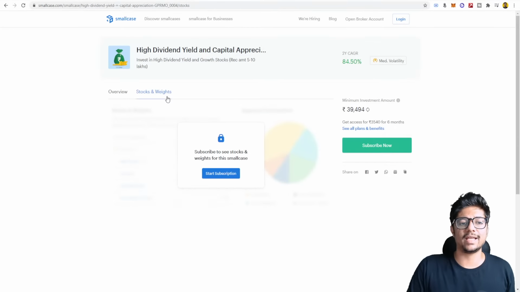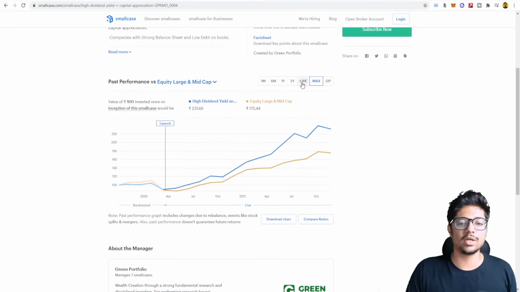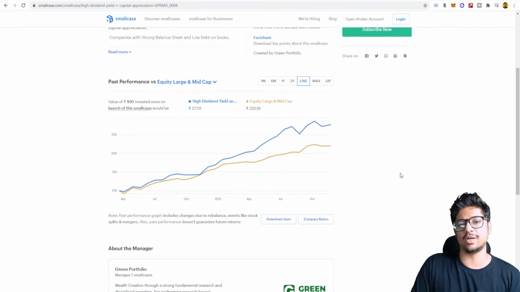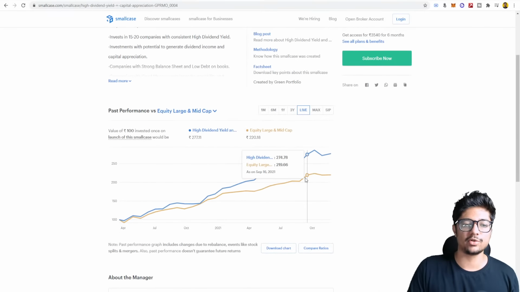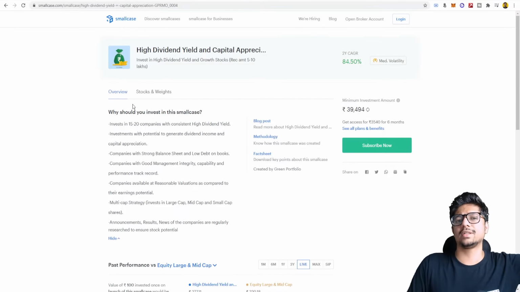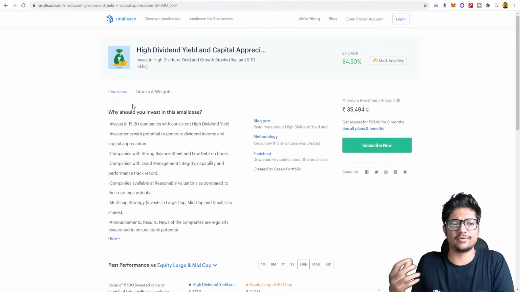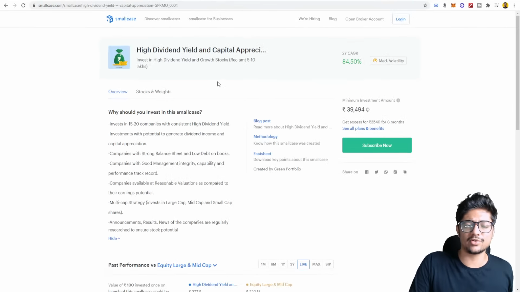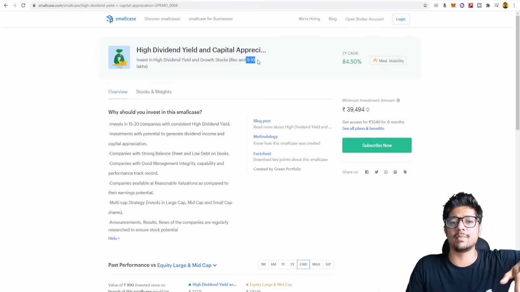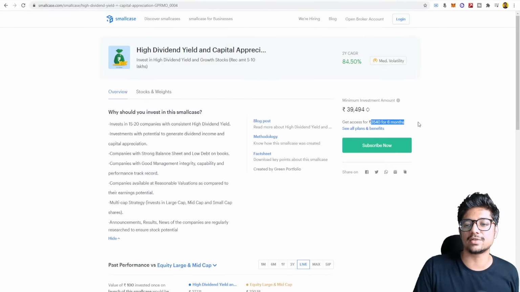Now paid, obviously I can't show you the stock weights because you have to subscribe to it, but if you want to do a paid kind of a thing, then this also has beat the equity large cap index. This is I think by Green Portfolio, so you can invest in this if you really want something more than the Dividend Aristocrats. If you really want a proper strategy, then you go for a paid one. If you don't want a proper strategy, you go for the free one. The free one you can start with 40,000, but if you want to go with the paid one, you have to have a minimum amount of 5 to 10 lakhs, or else it won't make sense because you're paying an amount of 3,500 for 6 months.